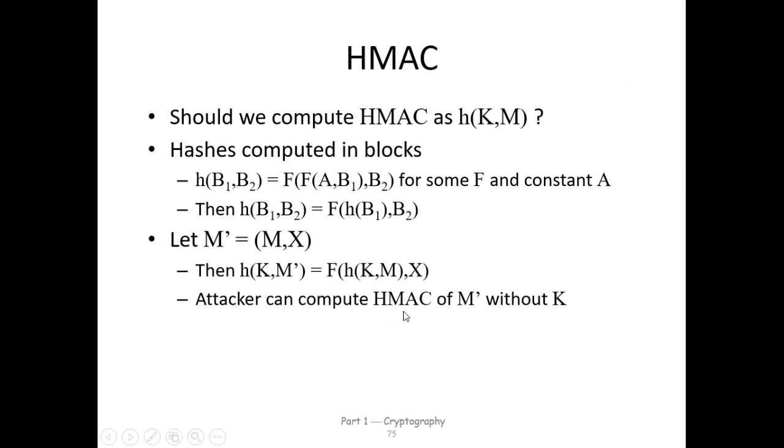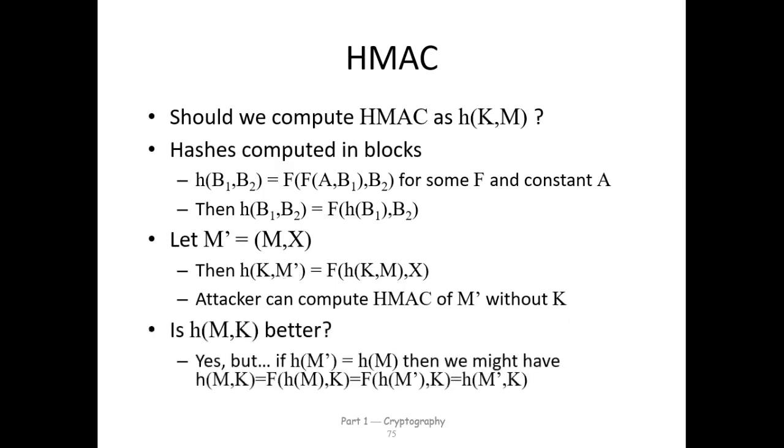Attacker can compute HMAC of m dash without k. So the attacker will not consider the particular key here. He can compute HMAC of m dash because we have considered it as k comma m dash. Is h of m comma k better? So that is what we can call it as yes.